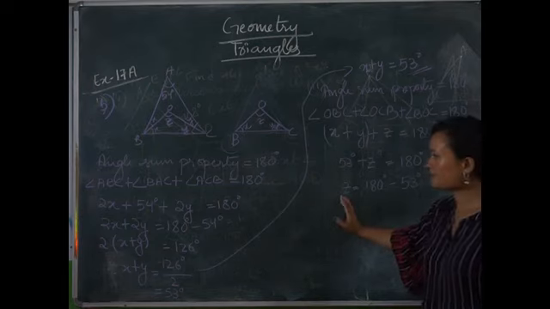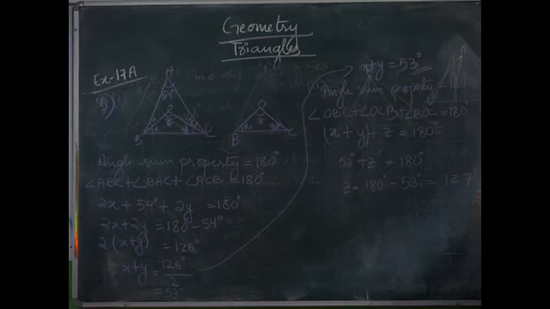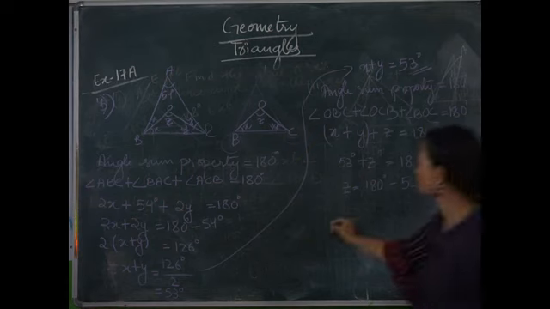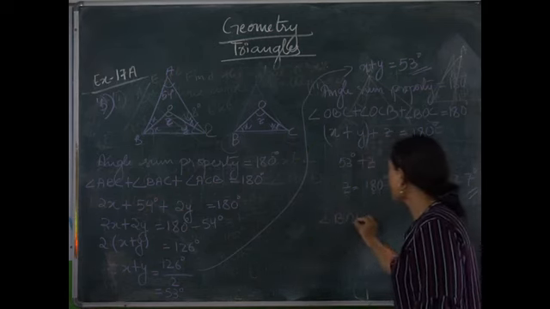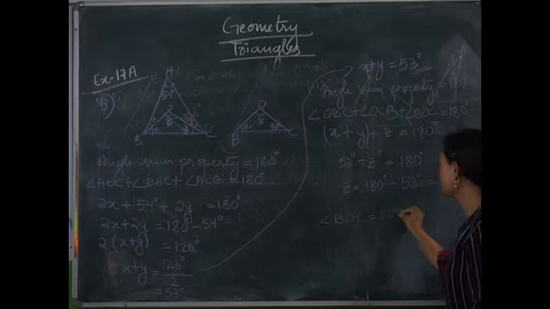Now we know the value of z. What is the value of z? The value of z is 127 degree. Okay, so let me see whether the question has asked us to find the value of x and y as well. If not, okay, the question only asks us to find the value of BOC. So BOC means your angle Z. So BOC is equal to 127 degrees.